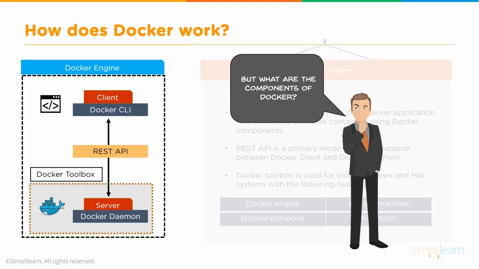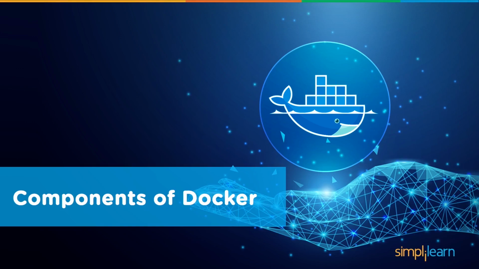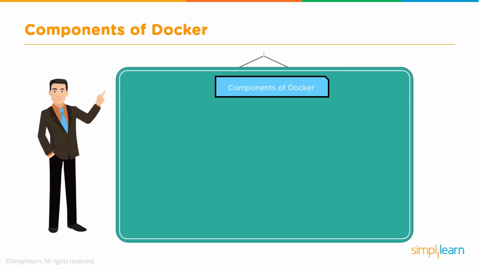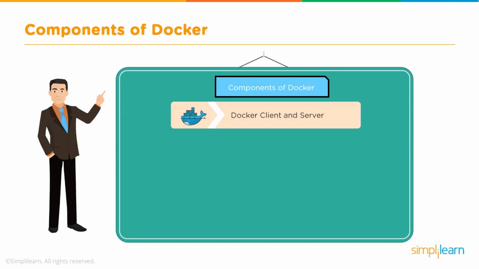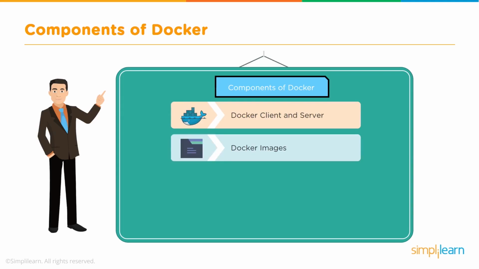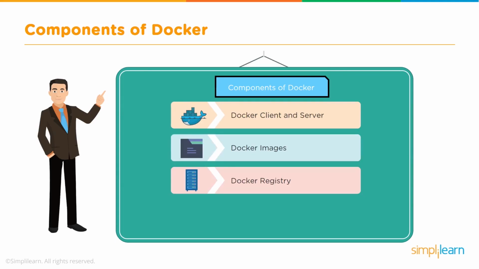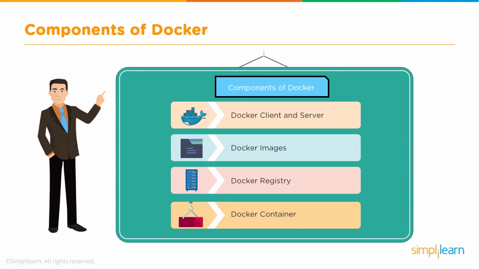So let's now go into what the actual root components of Docker are. So let's have a look at those key components. There are four components that we're going to go through. We have the Docker client and server, we have Docker images, we have the Docker registry, and the Docker container. We're going to step through each of these one by one. So let's look at the Docker client and server first.